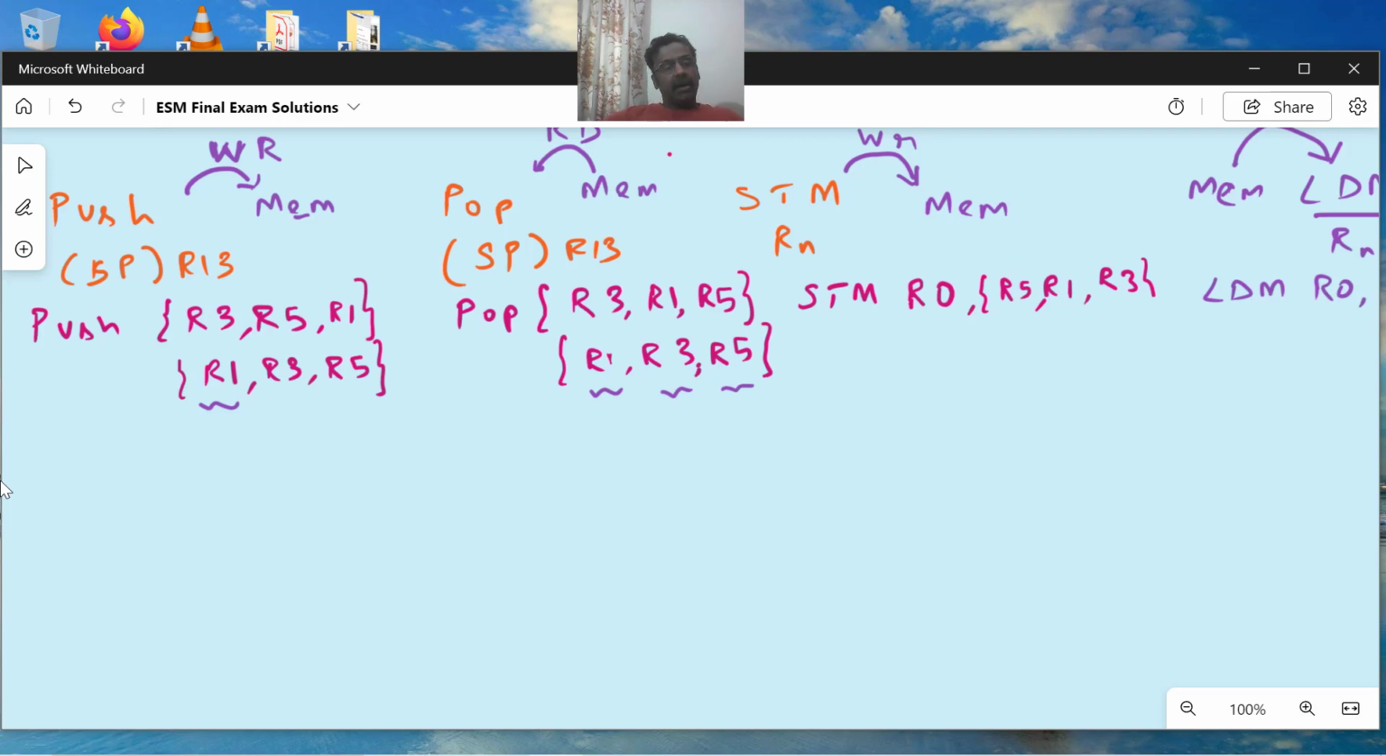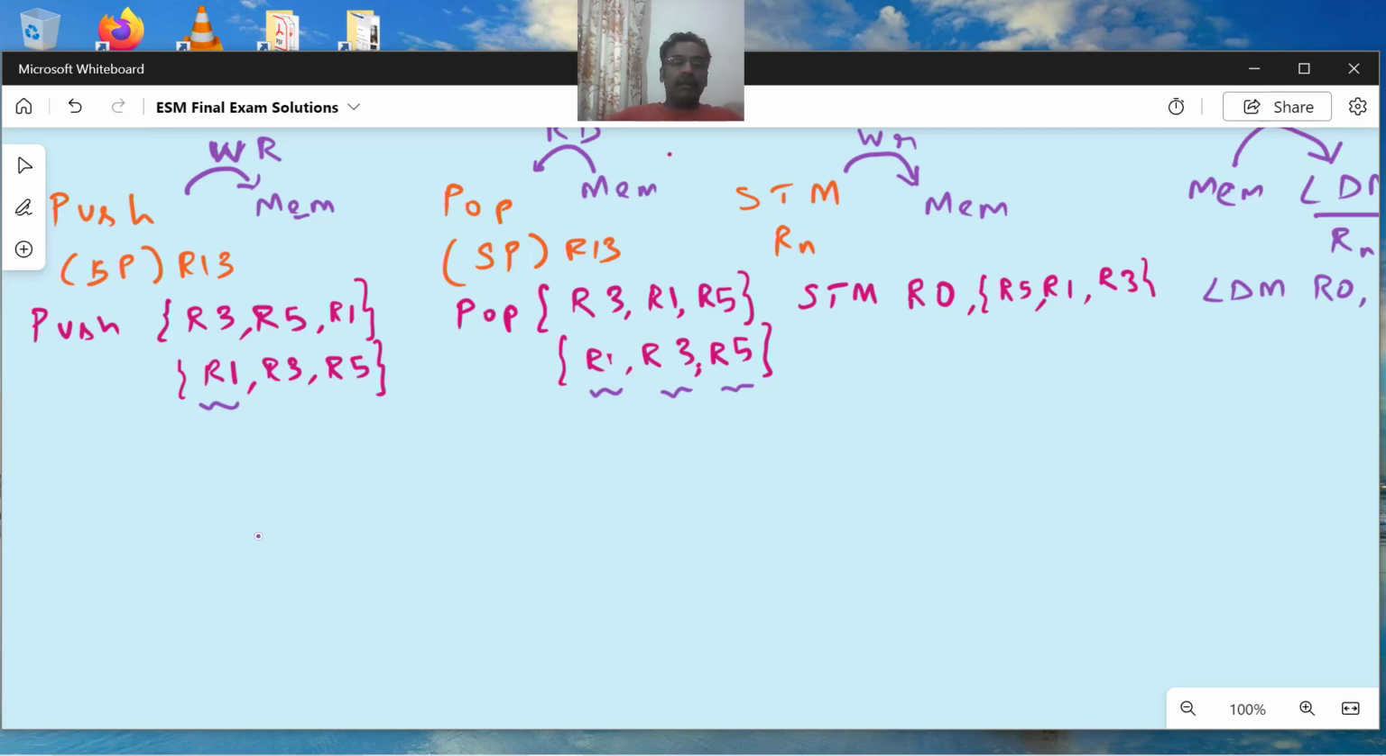Either it can decrement or increment. It is true with a push and pop, whereas store and LDM have a common way of doing things. It does it in only one way. There are no other different types possible, whereas with push and pop there are many possibilities. Not many, four possibilities are there.